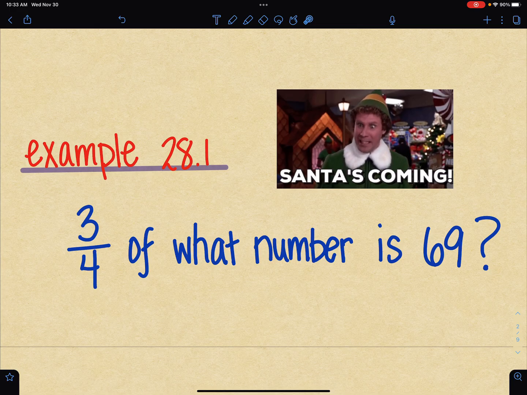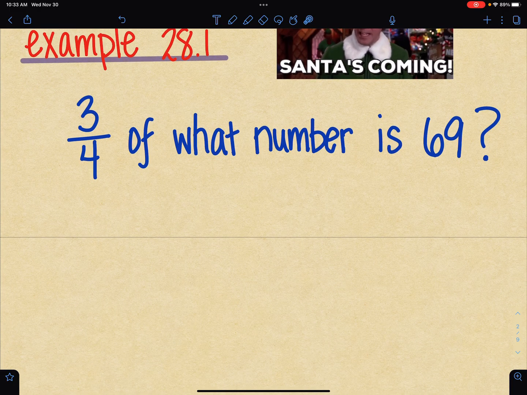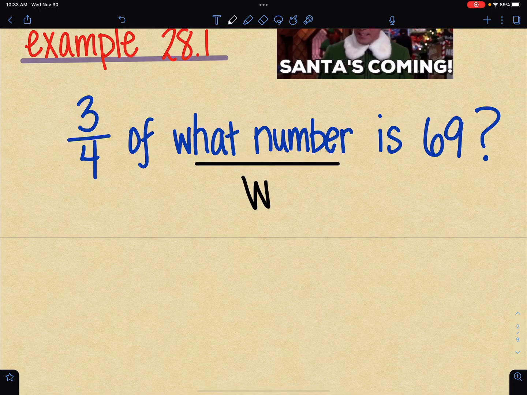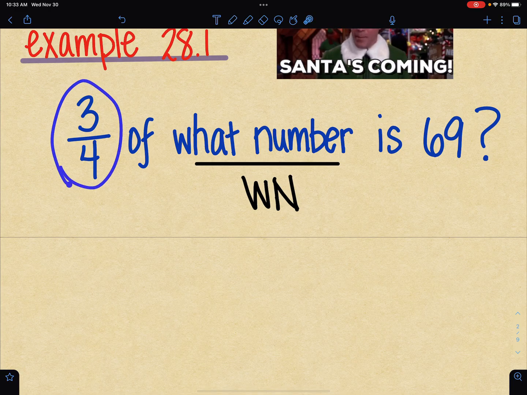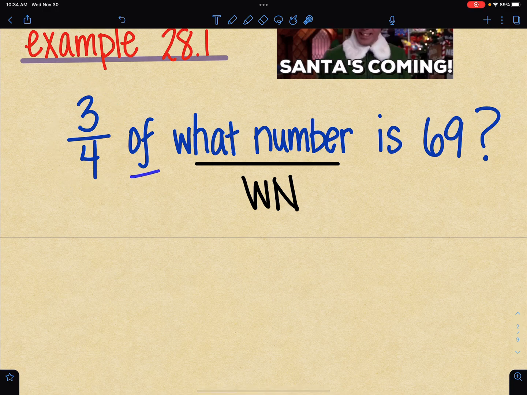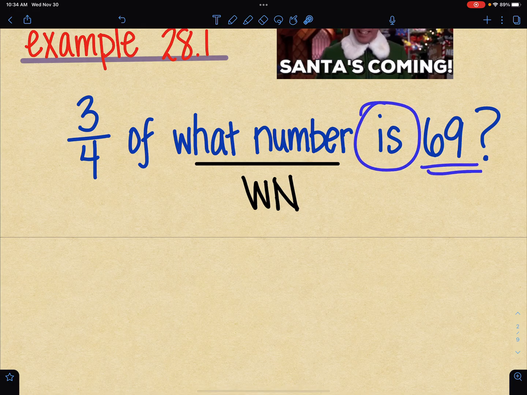All right, example 28.1. The question is 3/4 of what number is 69? All right, so what number, remember this is one of the variables. So we're going to make that Wn. Okay, so in this problem, the fraction is 3/4. The word of is what comes before what number. And then the word is associated with 69.